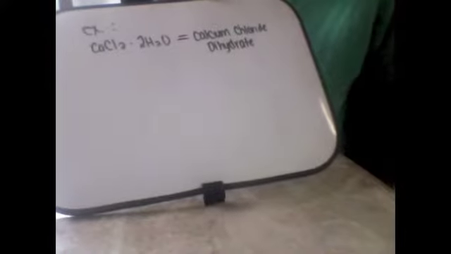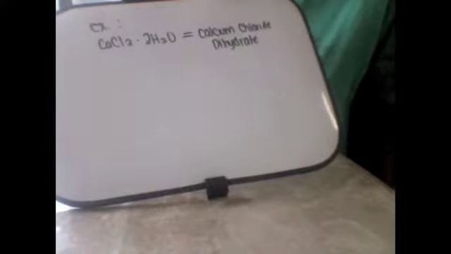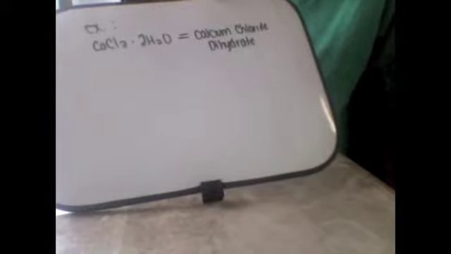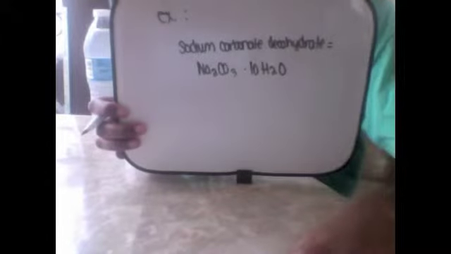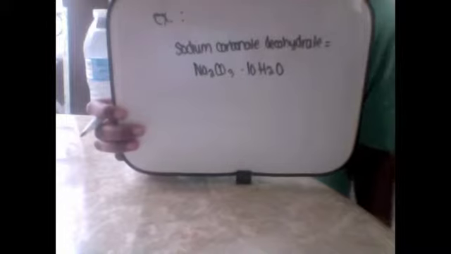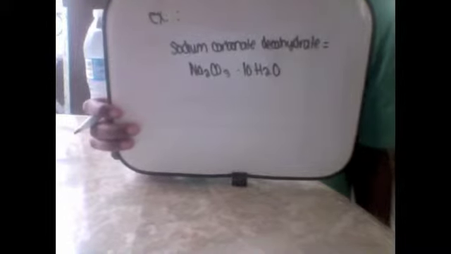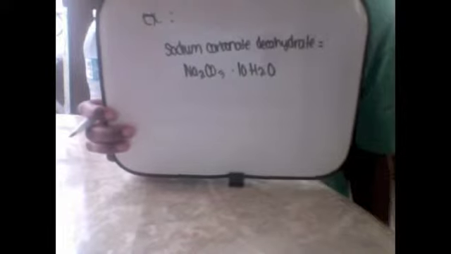So for the first example, I did CaCl2 times 2H2O, and you would write that as calcium chloride dihydrate. And this is another example, and it is sodium carbonate decahydrate, and you would write that as Na2CO3 10H2O.